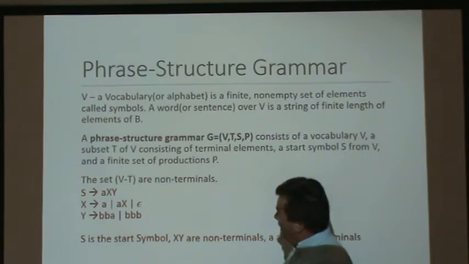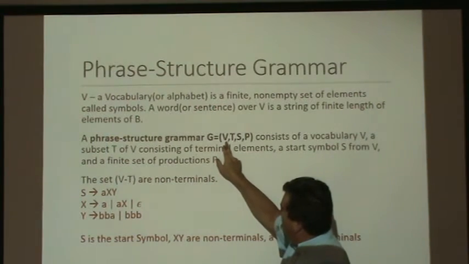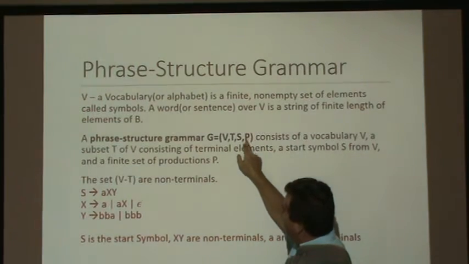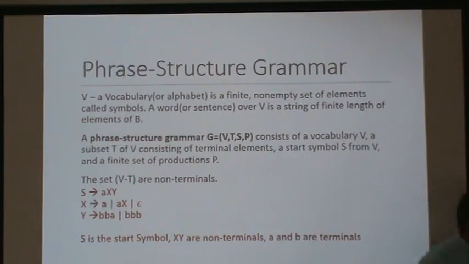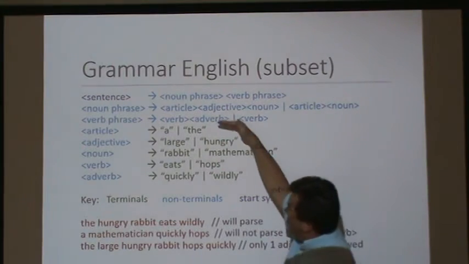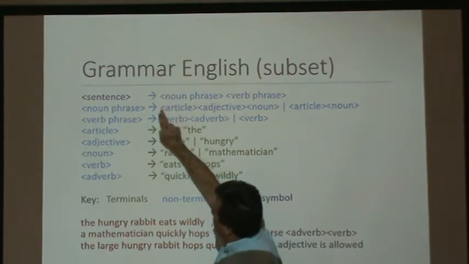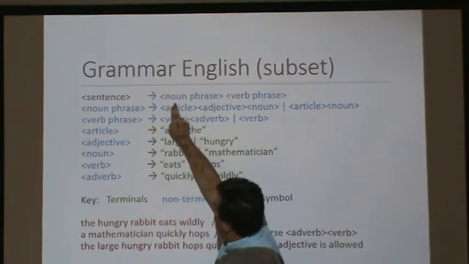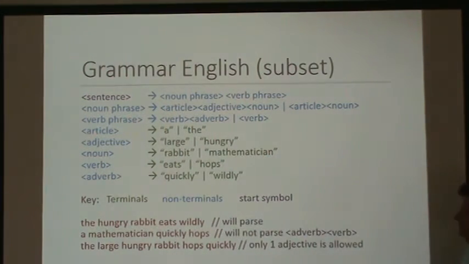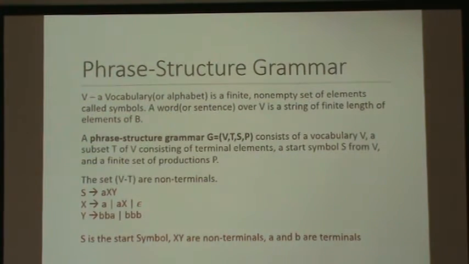So a grammar has a vocabulary, terminals, a start symbol, and then P is a set of rules, a set of productions. So that's like this. These are the productions. All of these lines. A sentence is made by these components. So this is how all the components get produced. So that would be a set of productions. So we can write grammars that way.